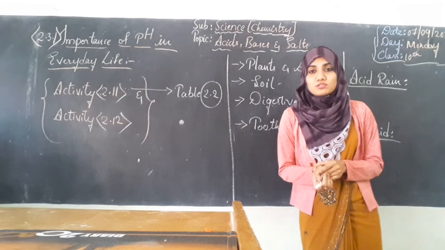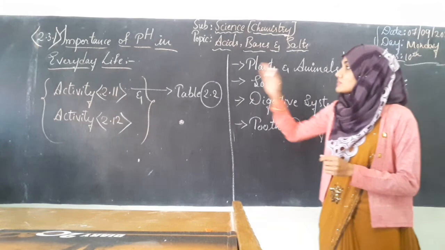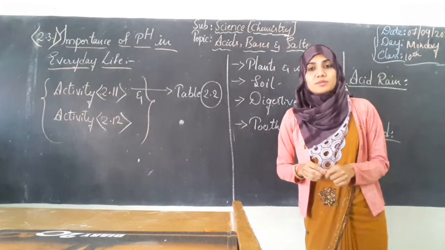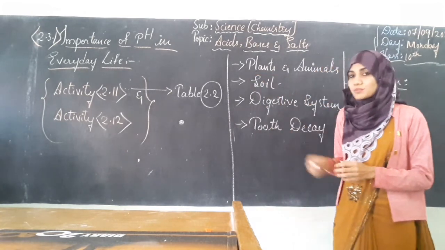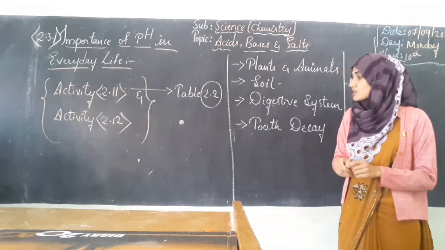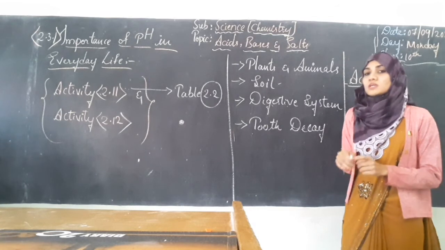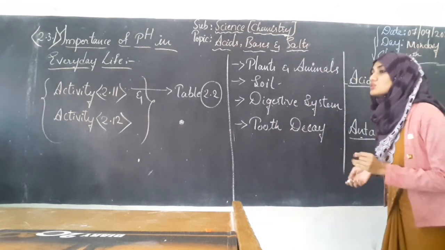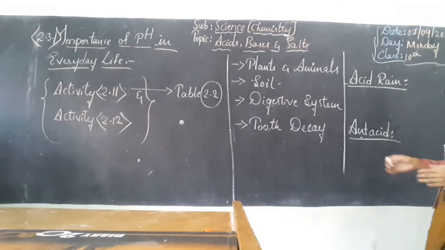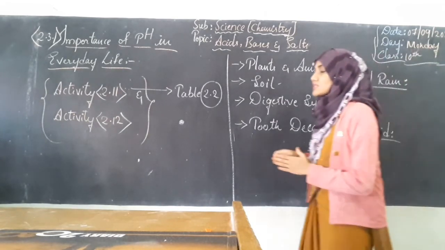From the video, we got to know about the pH. It has a very important role to play for the plants and animals, even for the soil, and also the digestive system and with the decaying of the tooth. Along with that, we also come across two new words, that is acid rain and antacid. So acid rain, what does it mean?